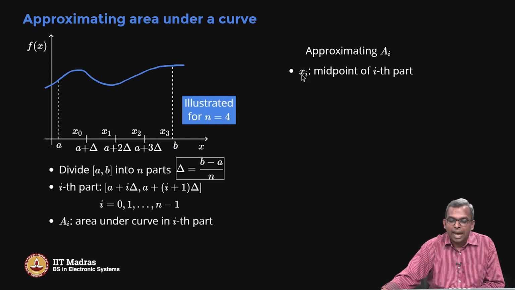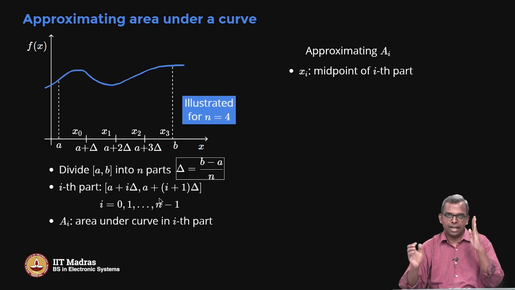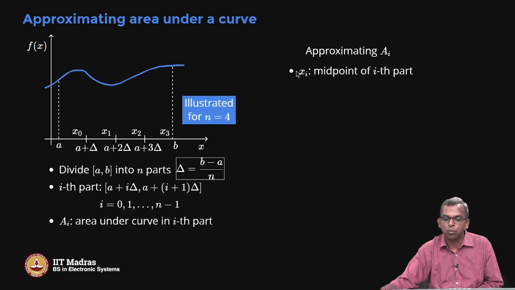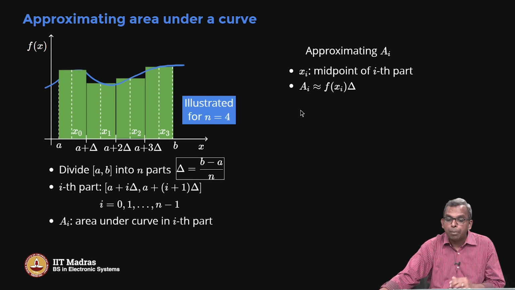I will say x i is the midpoint of the ith part. What is the midpoint of the ith part? You add these two and divide by 2. You will get a plus i delta plus delta by 2, right? So, a plus i delta to a plus i plus 1 delta, the midpoint is a plus i delta plus delta by 2. So, that is the midpoint x i. It has an explicit form like that. I will approximate the area A i as f of x i multiplied by delta.